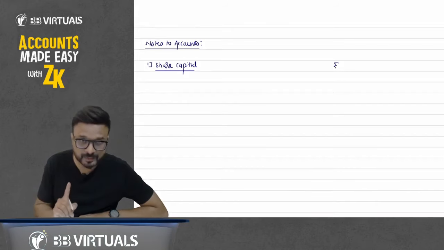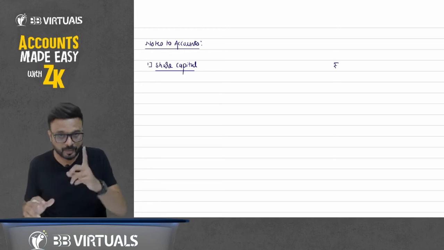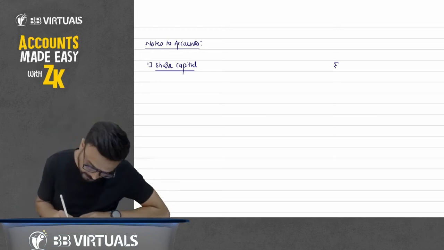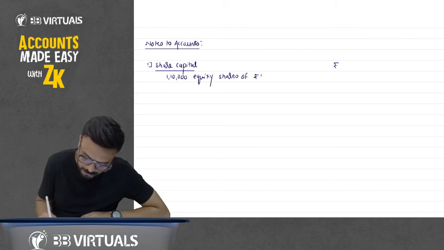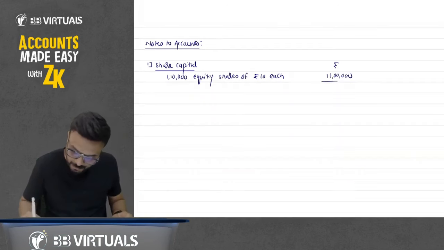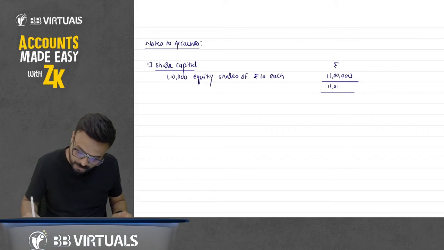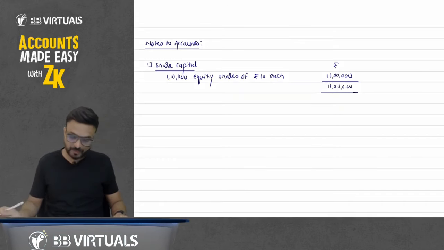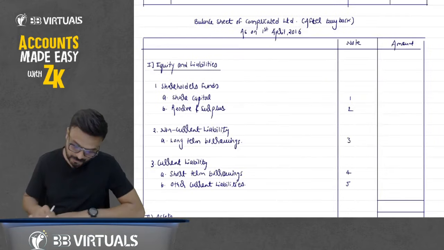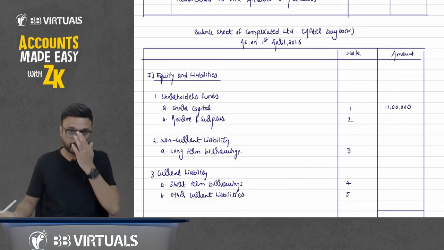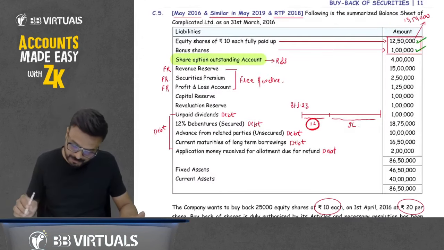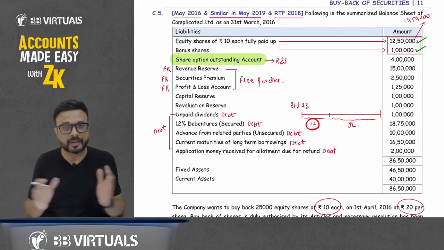Okay, and share of rupees 10 each, no? The amount of capital is 11,00,000 and one share is of rupees 10, so we can say the number of shares is 1,10,000 equity shares of rupees 10 each, so here it will come 11,00,000. So total amount of share capital is 11,00,000. You can write it down in balance sheet, 11,00,000 rupees.